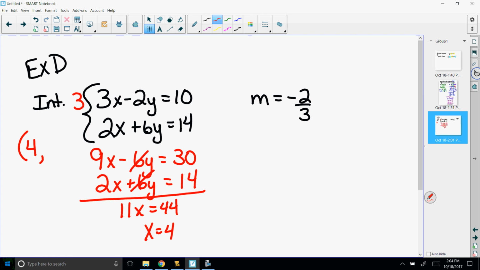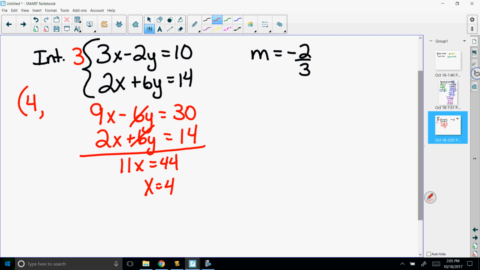So now I'm going to take 4, and how do I find y? Plug it in to which equation? Either one, does not matter. The top one has smaller numbers, so let's put it into the top equation. So if I put it into that top equation, what I'm going to get, 3 times 4, so I get 12 minus 2y equals 10. So I subtract and you get negative 2y is equal to negative 2. So y is equal to 1.